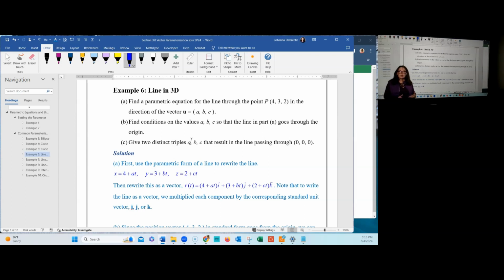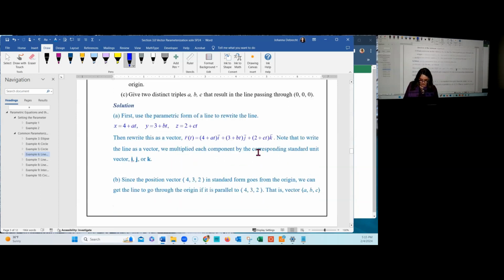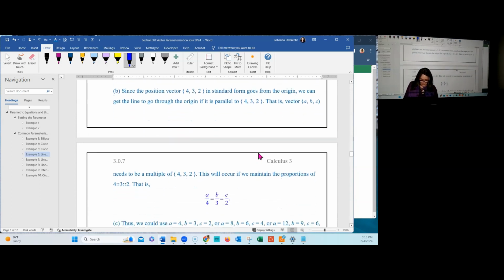Basically, we need it to be a multiple of the direction vector that goes to 4, 3, 2. One of the options for that is simply to use 4, 3, 2 as the option. The relationship between the components of the direction vector needs to stay 4 to 3 to 2. That is, A divided by 4 should be equal to B divided by 3, which should be equal to C divided by 2. It's got to be a multiple of the position vector that goes through 4, 3, 2.